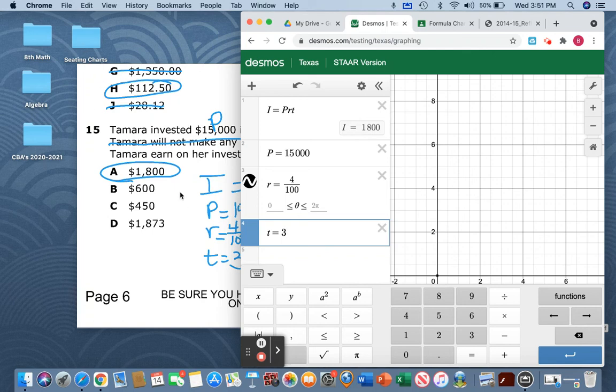I wonder what these other answers would be. Like, which one's the distractor? And I bet one of them is if you did compound interest.